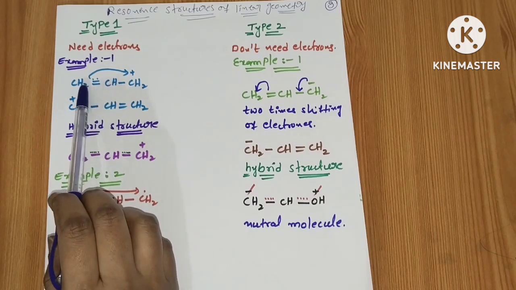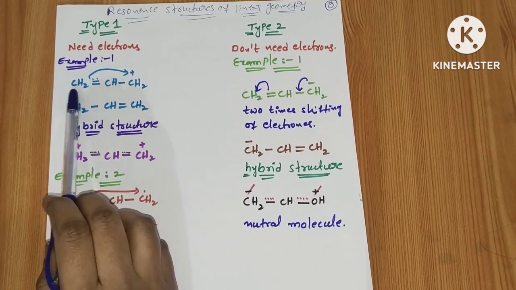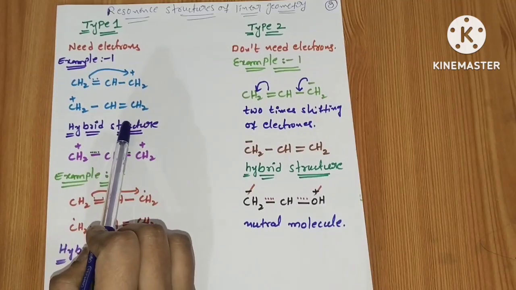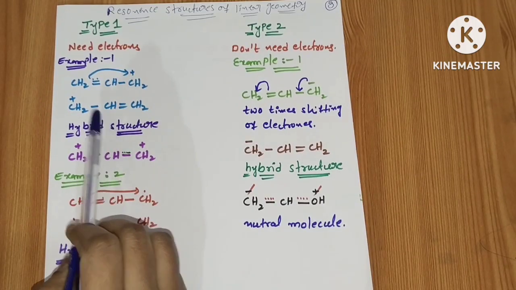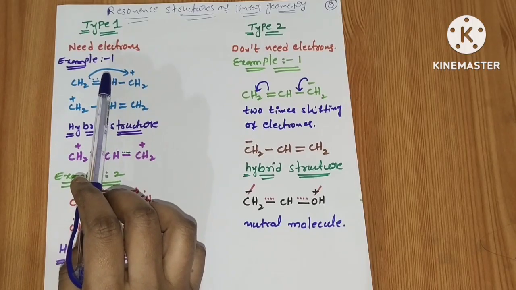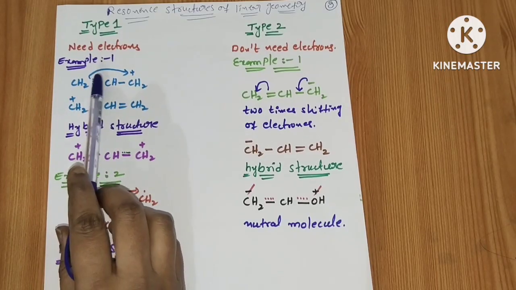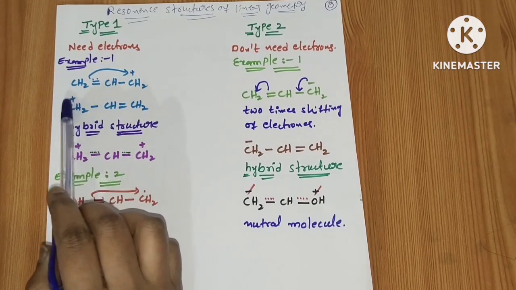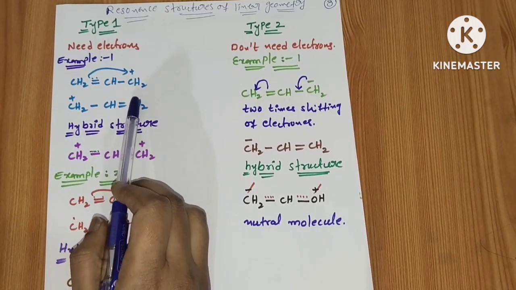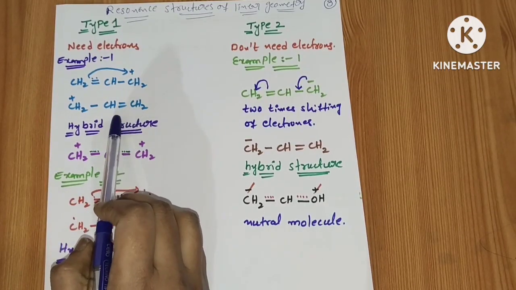Hence, electrons will shift from the first carbon to the third carbon. We get this structure. Remember that when I shift electrons, I shift the double bond also. So the first carbon loses electrons and a plus charge appears on it. The third carbon has gained electrons, so its empty orbital is completed.